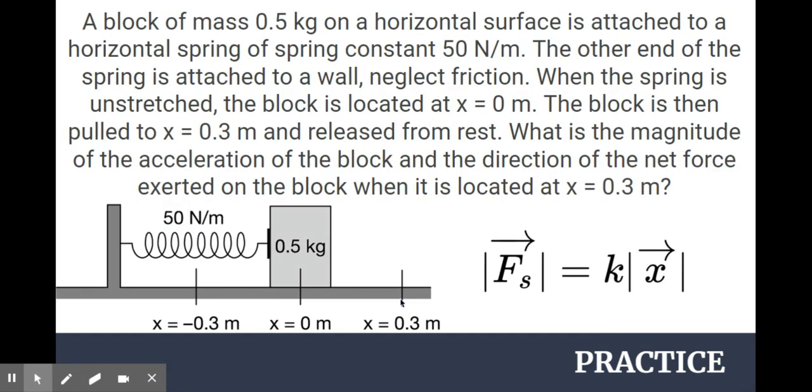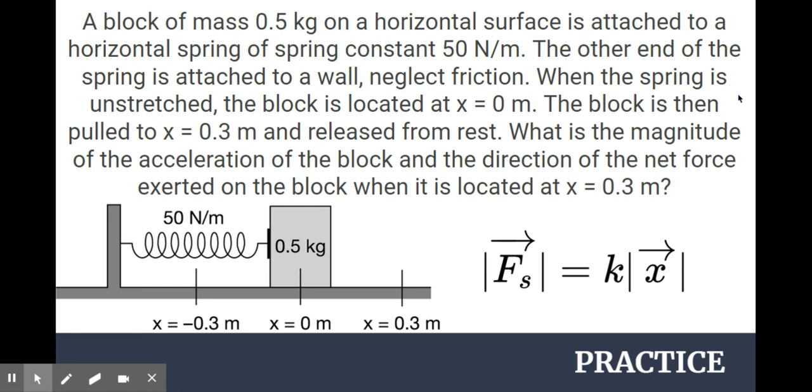All right, here's another practice problem. So we have a block of mass half a kilogram on a horizontal surface, and it's attached to a horizontal spring with a spring constant of 50 newtons per meter. The other end of the spring is attached to a wall. You can neglect friction throughout all of this.